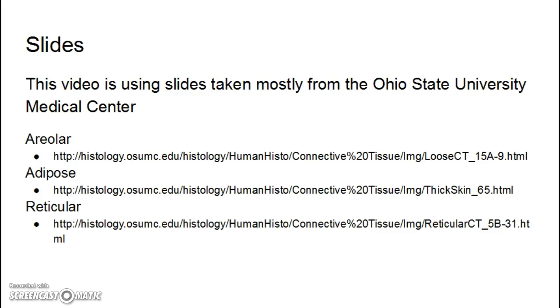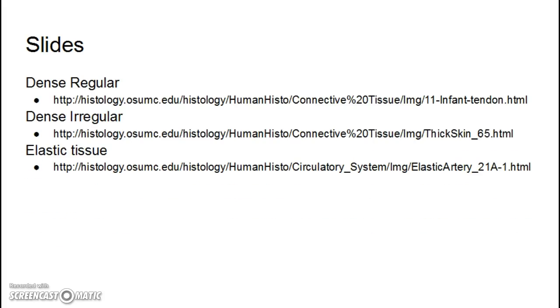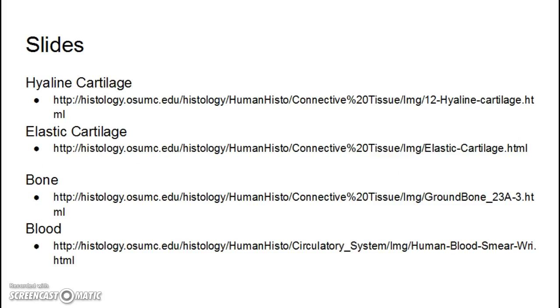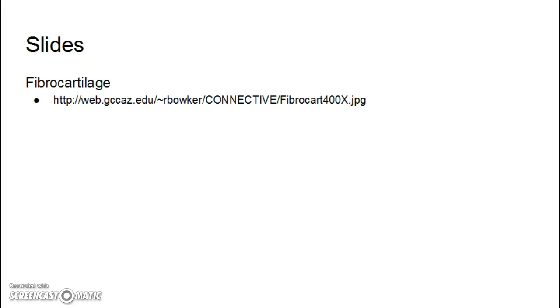Most of the slides will be taken from the Ohio State University Medical Center, and here are the links to where I got those tissues. Here's the dense connective tissues, and the supporting, and blood. For fibrocartilage, I did have to go to another website. There's another community college in Arizona that had a picture of fibrocartilage.